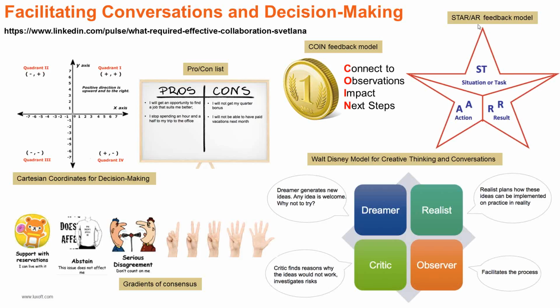Also, we investigated the Walt Disney model for creative thinking and conversations. And we also explored gradients of consensus. When no, it is not always no, and when yes, it is not always yes. So there are different no's and different yes's. If you would like to get more information on some of these techniques, please follow this link and you can get the details over there.